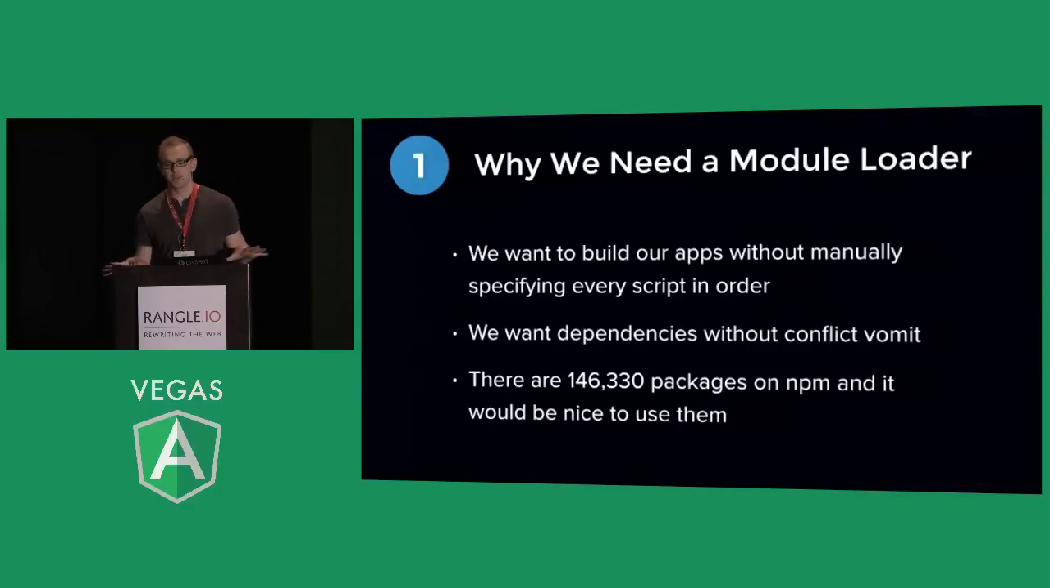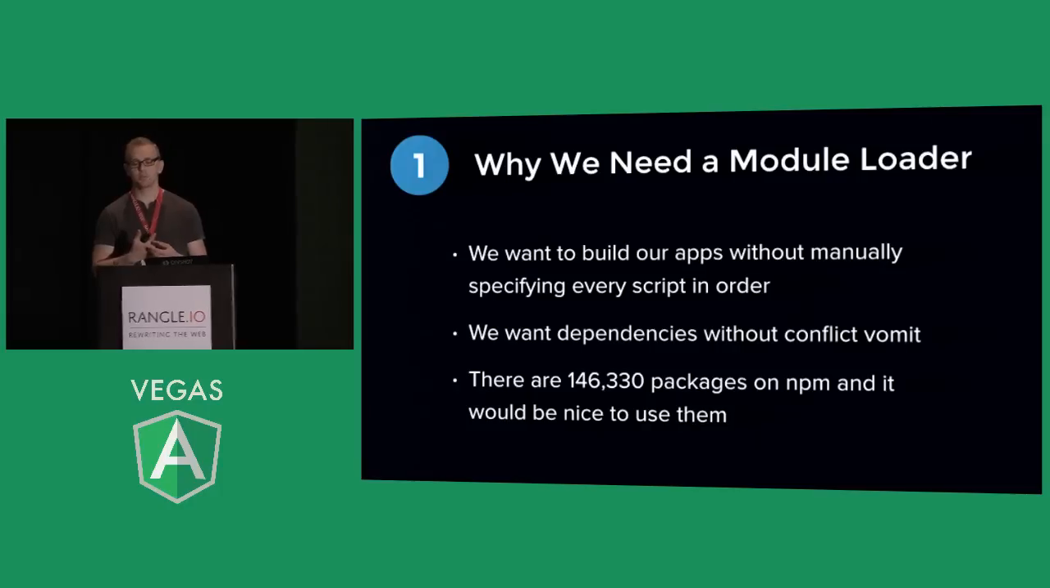So just summing up this chunk, talking about Bower, talking about what's out there now, what most people are using Angular-wise now, and why it's not good enough. So first of all, we want to build our applications without manually specifying every single script tag in order. And that's a big one. That's the number one thing we want.